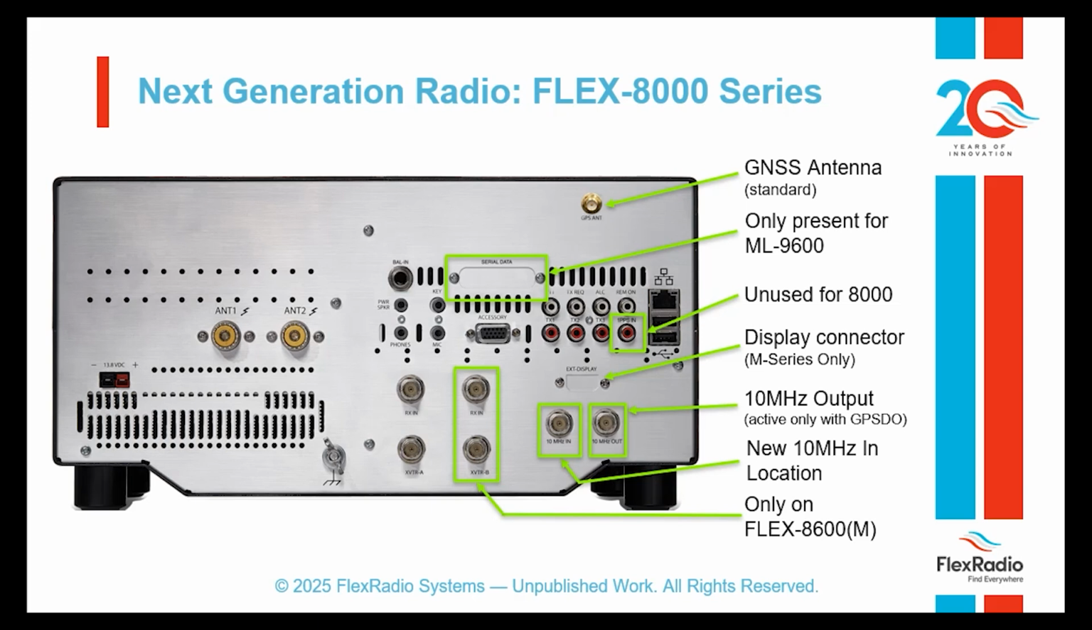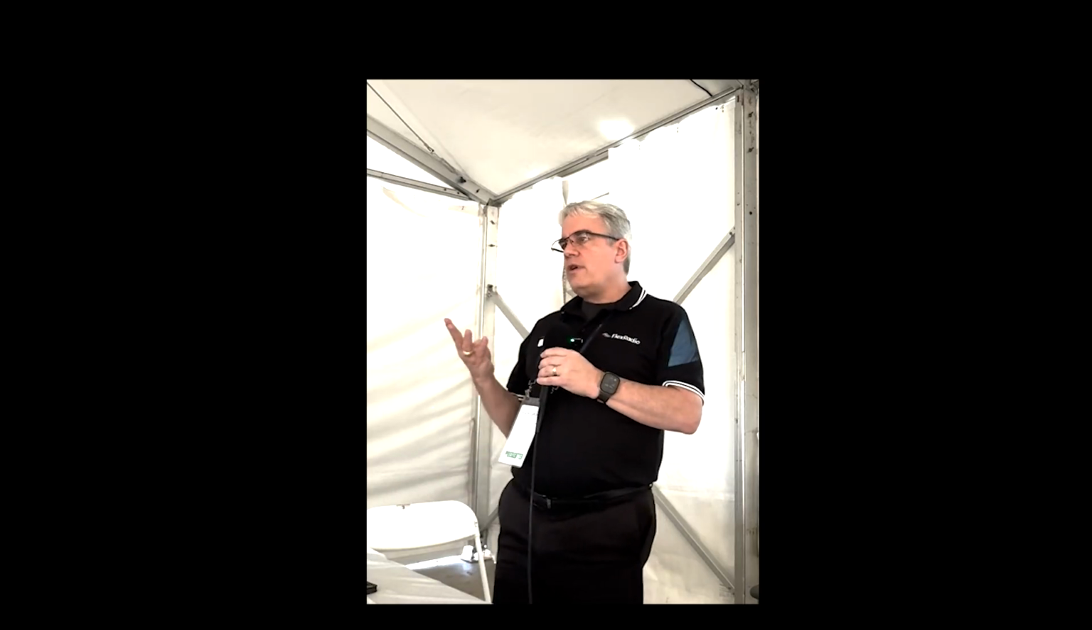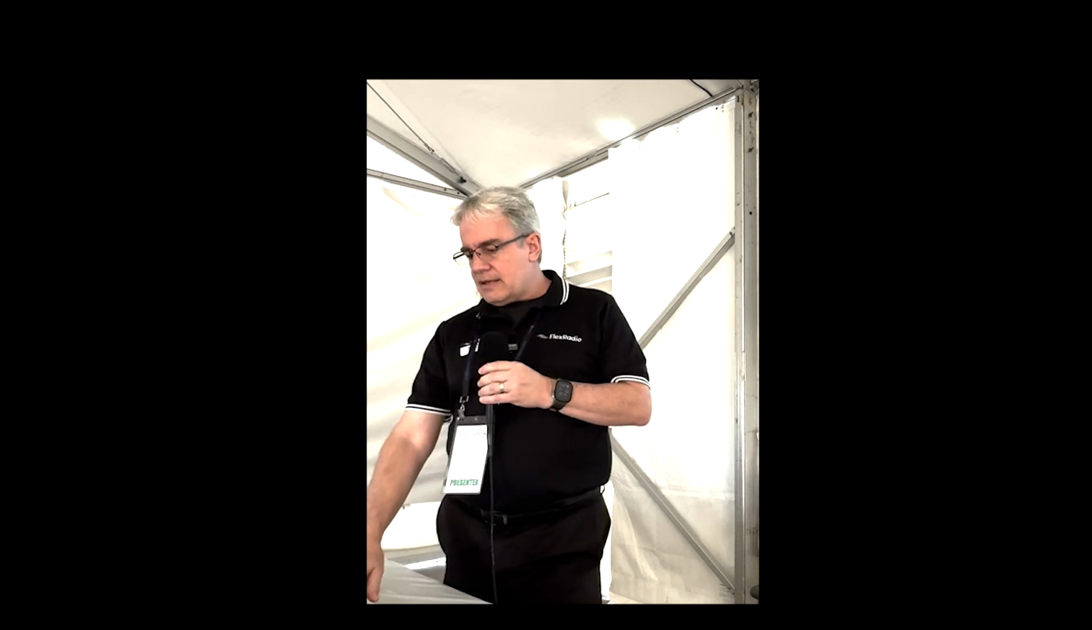We've got a 10 megahertz out and a 10 megahertz in location. These are now both BNCs. Before these were SMA connectors, which really isn't standard. BNC makes more sense. And then we have the other antenna ports on here. Those only exist on the 86, and the rest of the antenna ports are on the 84. So on 84 you get 4 antenna ports, on an 86 you get 6.